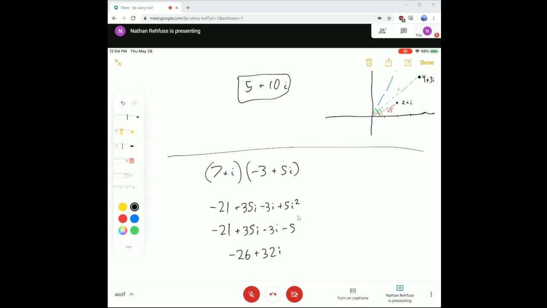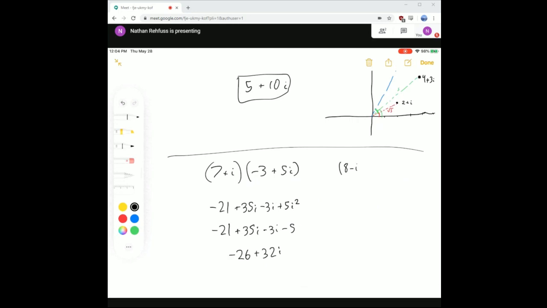Important thing here is, yeah, we could just FOIL. So if I asked what is 8 minus i times 3 plus 2i, really what I can do is say, okay, 8 times 3 is 24, and then we're going to have minus 3i and plus 16i for the inside and outside, so I'll just write plus 13i, and then negative i times 2i is negative 2i squared, so that's the same as positive 2, and then my answer is 26 plus 13i.